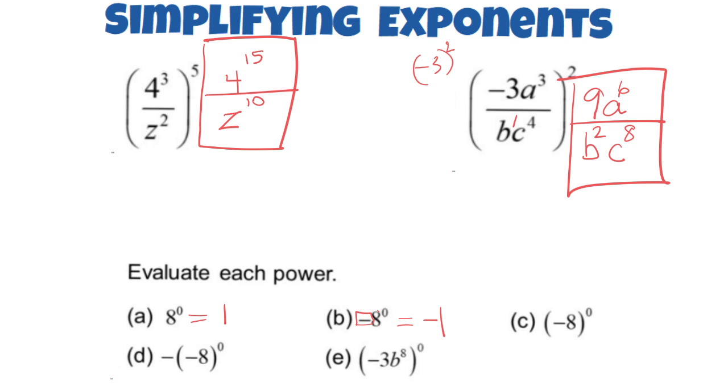Unless, like on C, the whole thing is in parentheses. Now the whole thing is to the 0 power. So now you're to a +1. D, all right, this right here is being taken to the 0, so it's going to be a 1, but then the negative out in front of that comes down, and so you're going to end up with a -1.